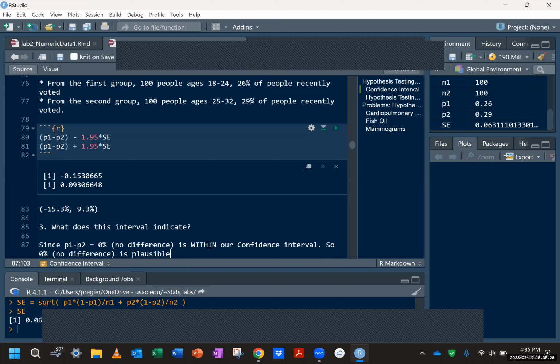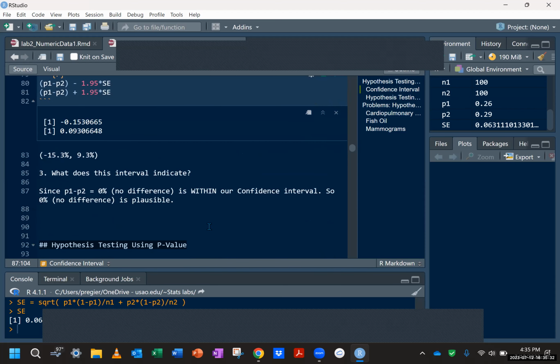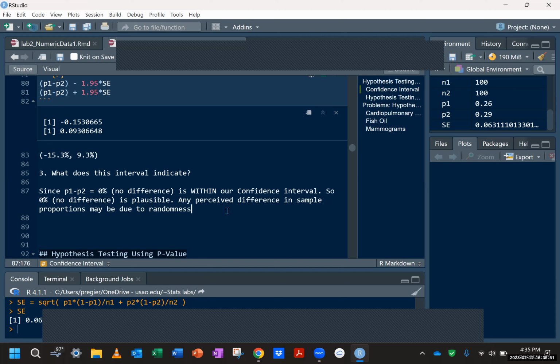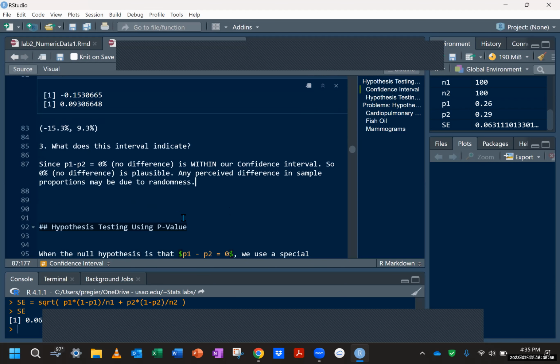It's possible that these samples are just the same, and statistically, the difference we're seeing is due to random error. So I could say any perceived difference in sample proportions may be due to randomness. So it's plausible that there is no difference. That's what the confidence interval tells us.